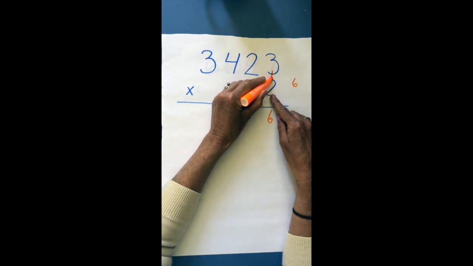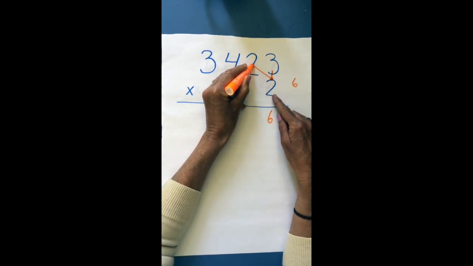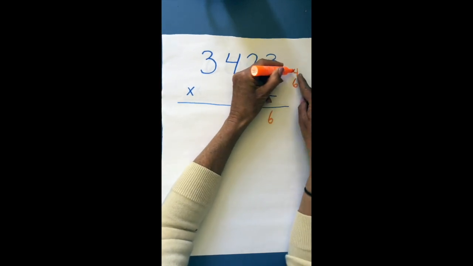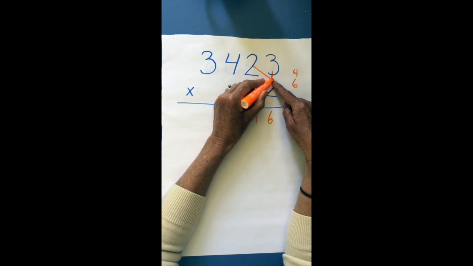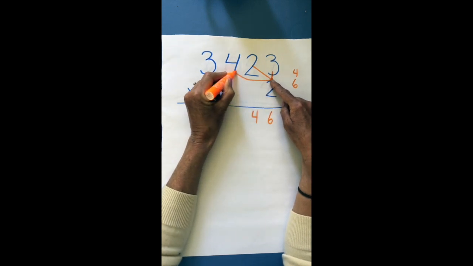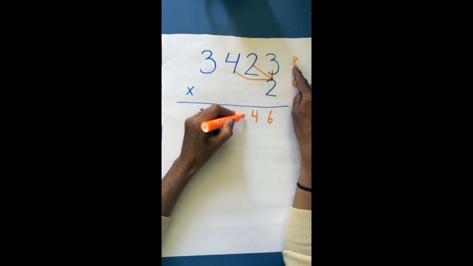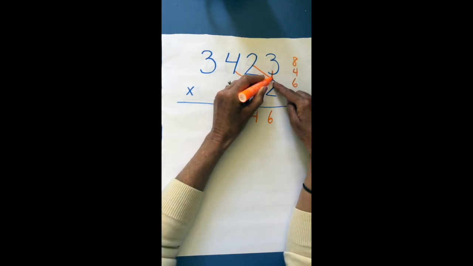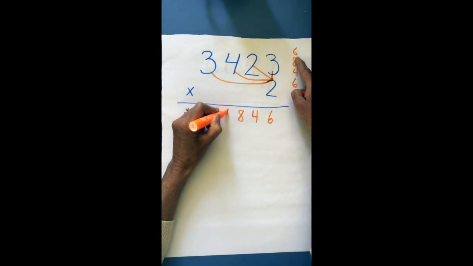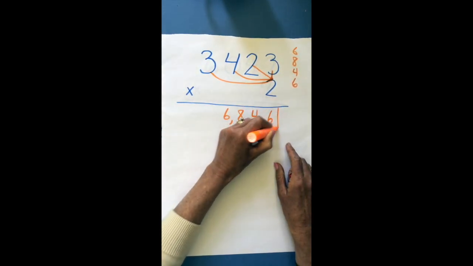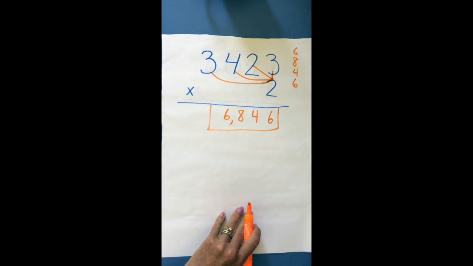Now I go to the tens house. 2 times 2 is 4. It's 1 digit, so I just put it down. Then I go to the hundreds. 2 times 4 is 8. It's again 1 digit. I put it down. And then I go to the last digit. 2 times 3 is 6. It's again 1 digit, so I put it down. Here's my answer. Pretty easy.